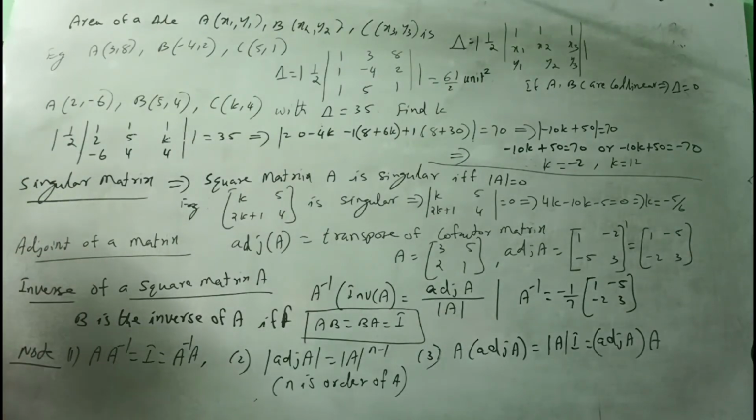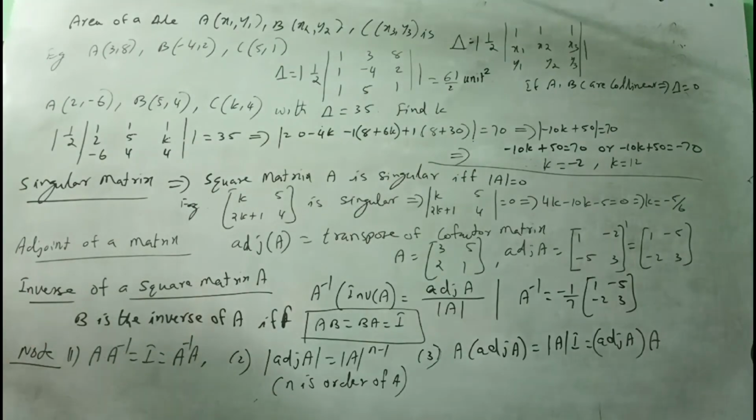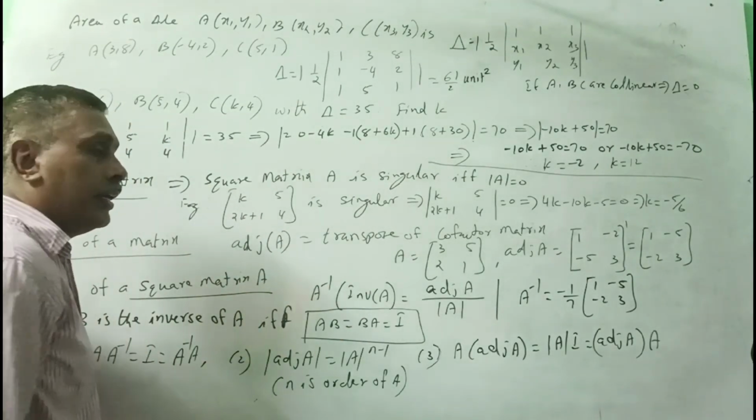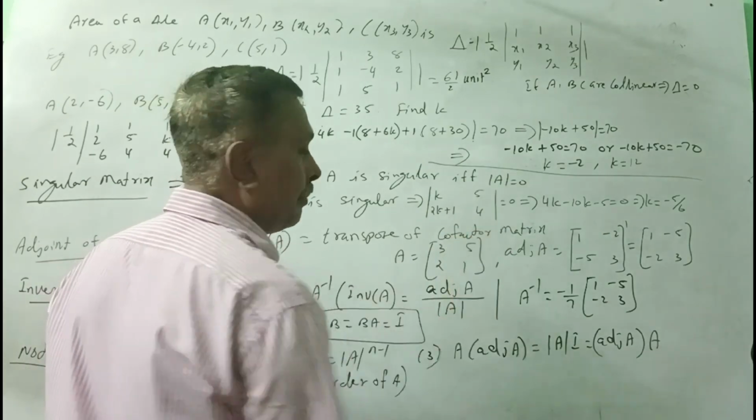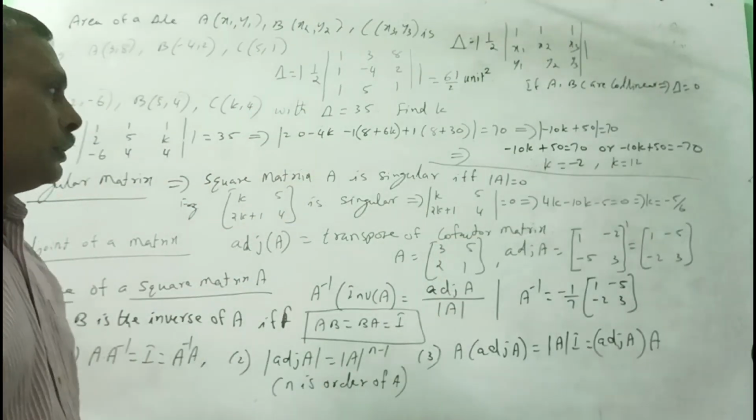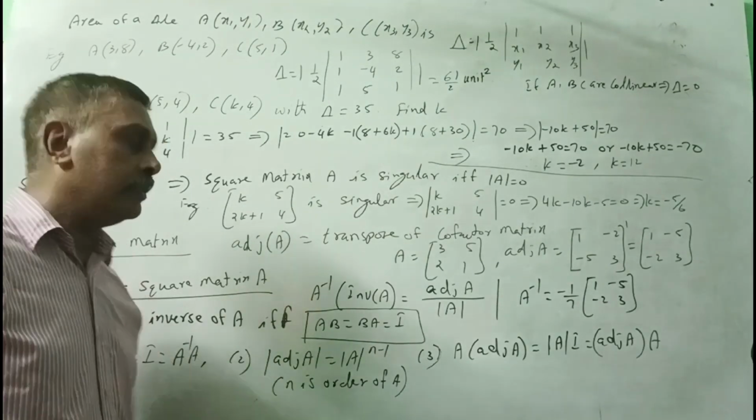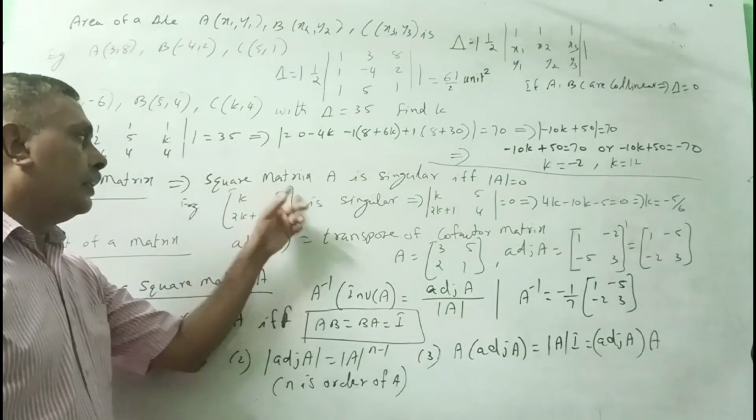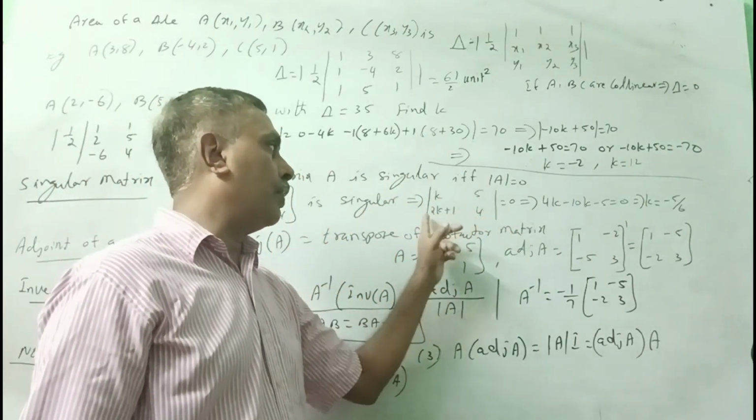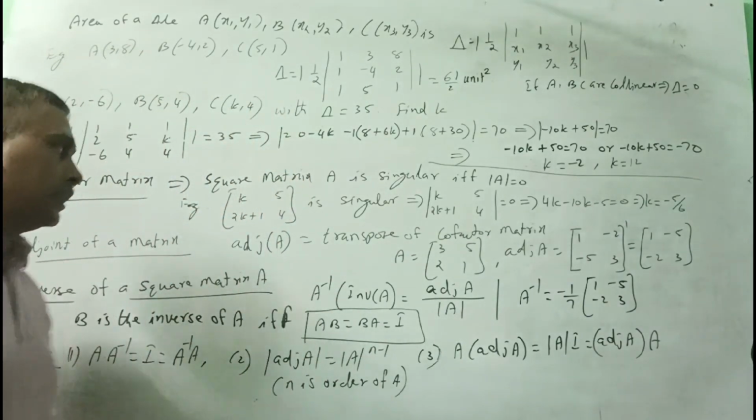Now singular matrix. It is defined only for square matrices. Most of these things are only defined for square matrices. So any square matrix A is singular if and only if its determinant value is 0. The determinant value is 0, then only it is singular. Singular matrix means its determinant value is 0, otherwise it is non-singular. Then example. This is singular means its determinant value is 0, simplifying 4k minus 10k minus 5 equal to 0. So k equal to minus 5 by 6.